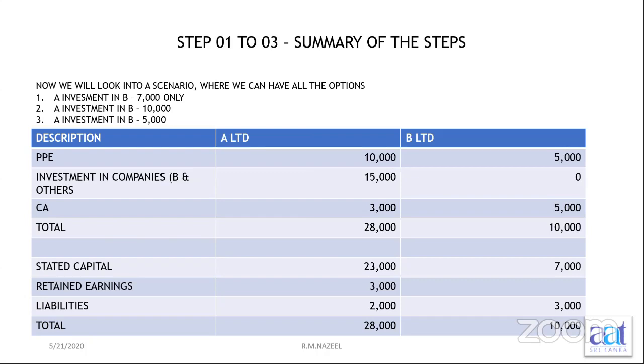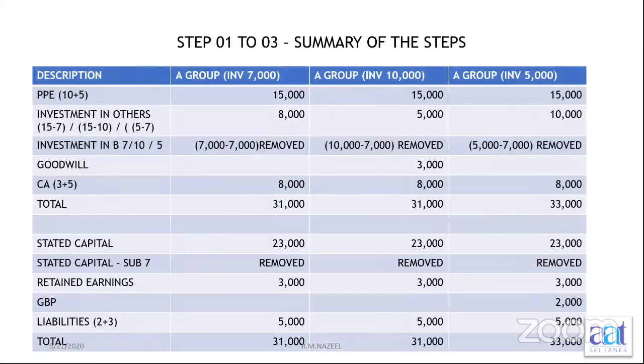Now we look into a scenario where we can have all these options. Same question, but we need to take the investment in alternative ways. Now you can see PPE, no change. That is very important. Even if you invest 7,000, 10,000 or 5,000, it is line by line consolidation. I hope now it's very clear, line by line consolidation.